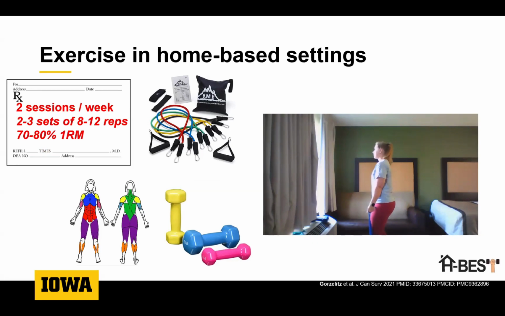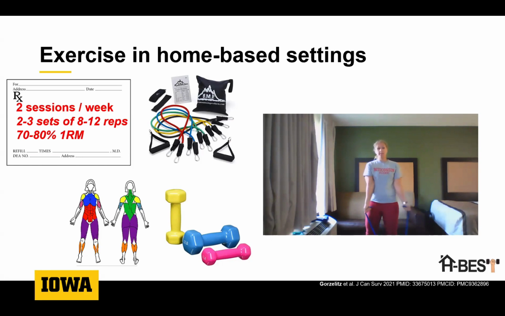We send them home with materials, which include resistance bands and dumbbells. We also give them a lot of education and knowledge, explaining what are the different muscle groups, what are the different body parts we want to be working. And in particular, we give them a tailored exercise intervention. How many sets, how many reps, what is particular for you.